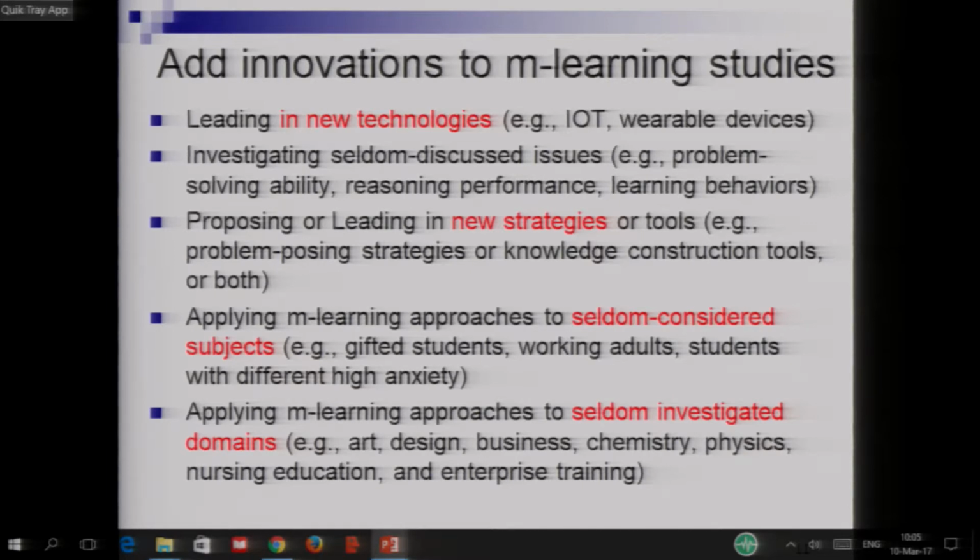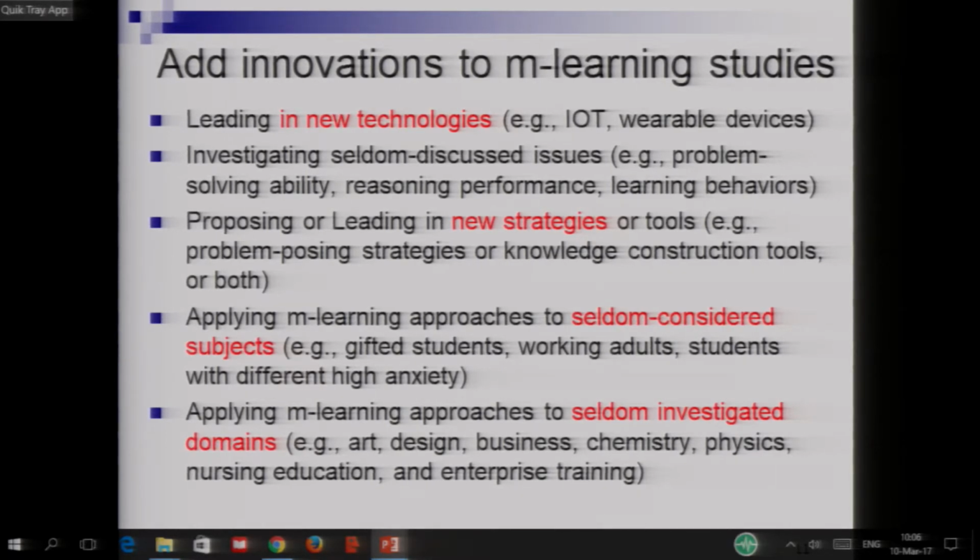If you did not do that, you still have another opportunity. You can apply those approaches to seldom considered subjects. Subject means the participant, the learner. You can apply your approach to those seldom considered learners, such as preschool children, which we just talked about, elder persons, or gifted students. That's quite particular. Few studies have been conducted for gifted students, working adults, or students with special personal characteristics, such as high learning anxiety or high mathematical anxiety. You can try to investigate how those technologies affect those particular learners.